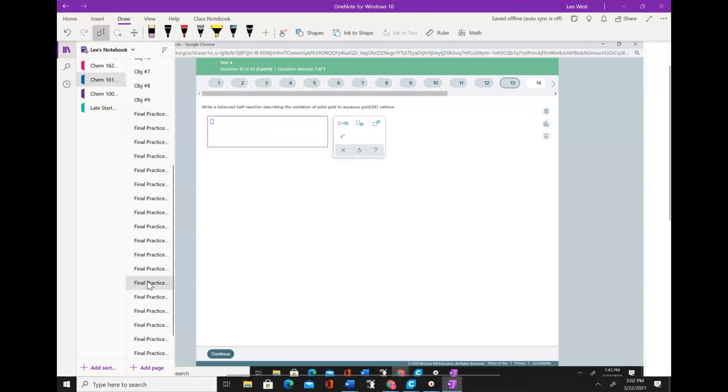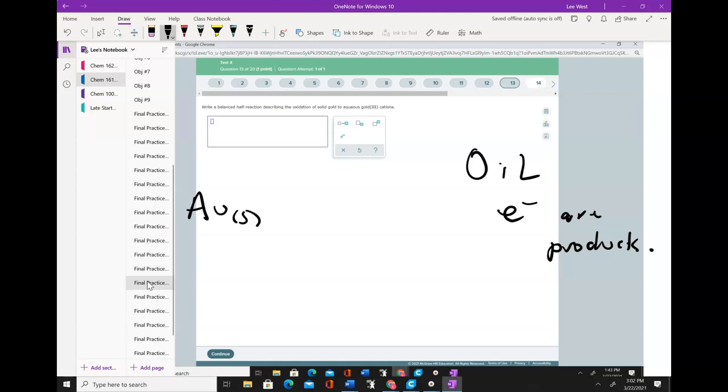Okay, writing a balanced half reaction. And it's an oxidation. So remember, oxidation is loss. That means electrons are products because the reactants are losing electrons. Of solid gold. So gold is not a diatomic element. And you're going to go to aqueous gold 3 cations. So Au, aq, 3 plus.